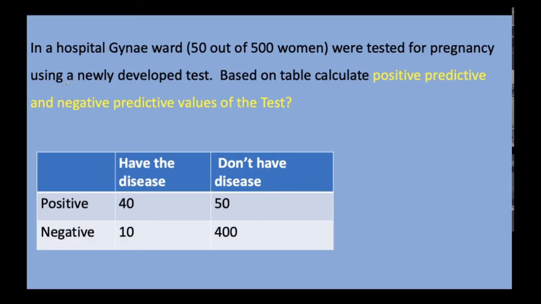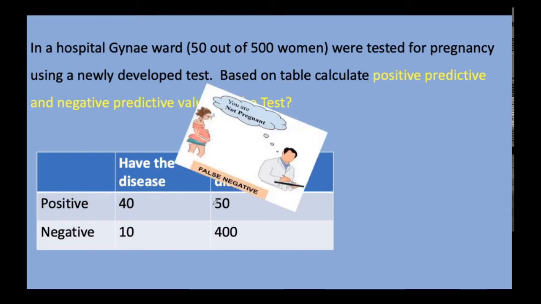So let's give you an example. In a hospital gynae ward, 50 out of 500 women visited, and there is a new test in question. So they were tested for pregnancy using a newly developed test or a diagnostic kit. So based on the table, as we have mentioned earlier, there are certain false negatives. So the test is unable to identify them, and they are declared negative.